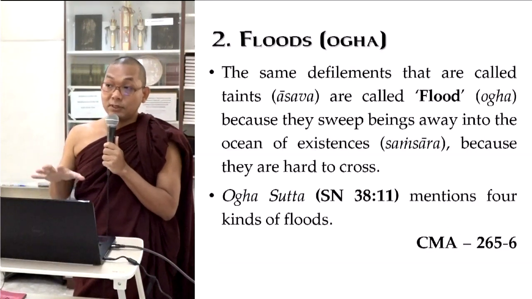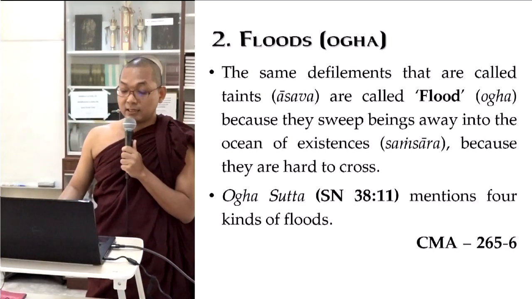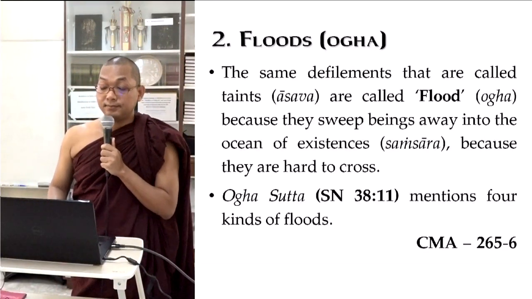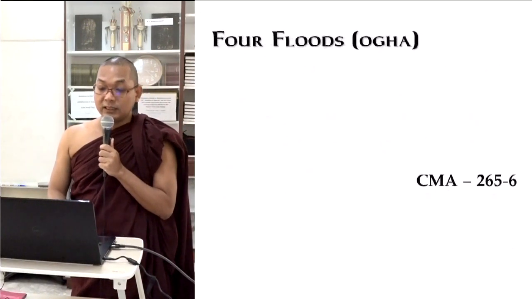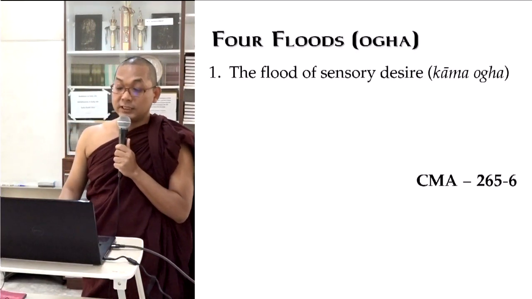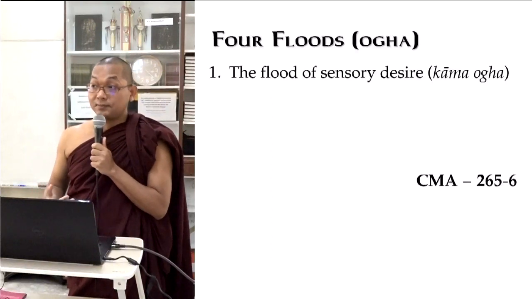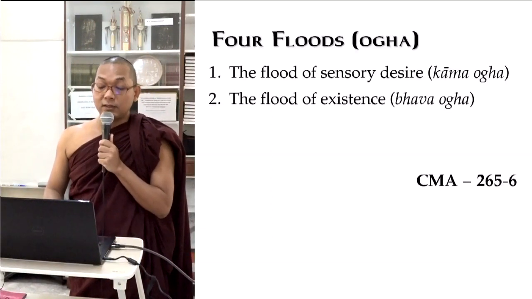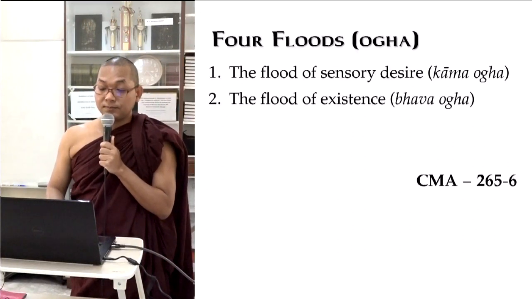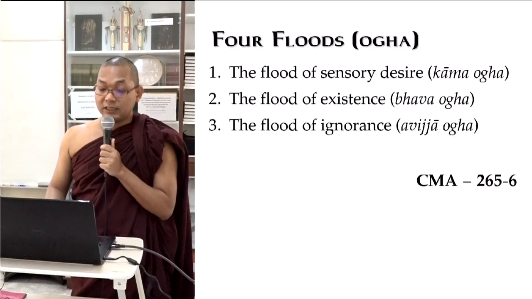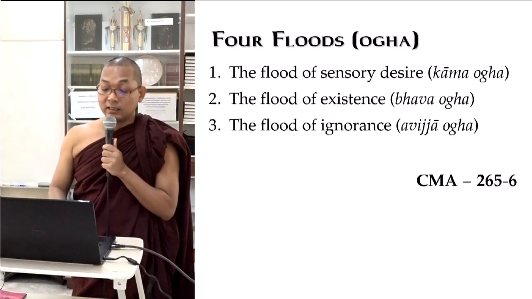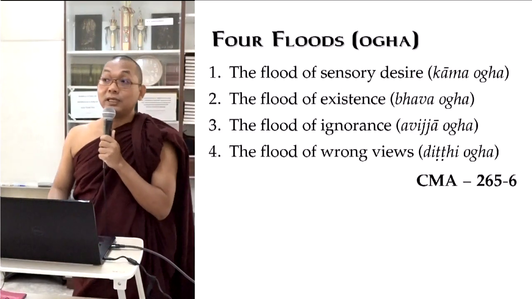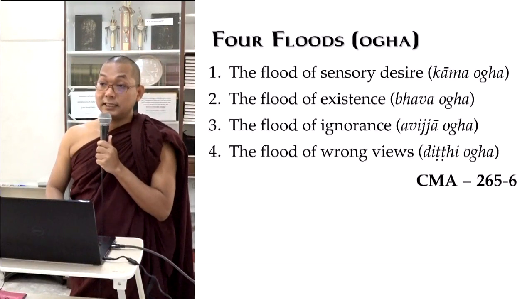But not like the four taints, in one of the suttas in the Samyutta Nikaya, four kinds of flats are mentioned, including wrong view. Number one, the flat of sensory desire, the same thing. Because of sensory desire, we are going around samsara. We cannot get away from this. Number two, the flat of existence, bhava ogha, same as the taint of existence. Number three, the flat of ignorance, same as the taint of ignorance. And the flat of wrong view. Actually, we don't need to learn them separately, right? If you know the four taints, it is the same.